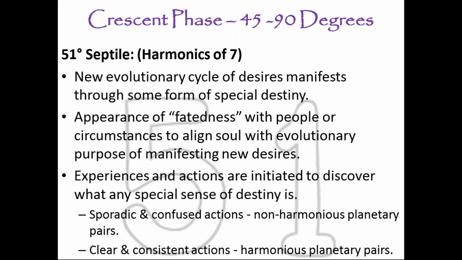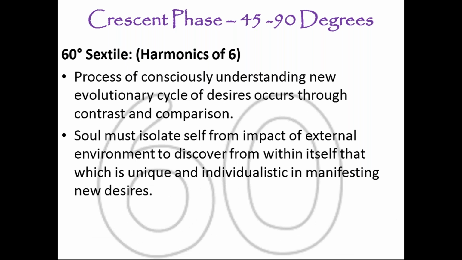As we move on from what appears to be those fated events and that special sense of destiny with desires, we move into the 60-degree sextile. This is half a trine. Here, that process of consciously understanding that new evolutionary cycle with regard to our desires, Mars, Pluto, occurs through contrast and compare, contrast and compare.